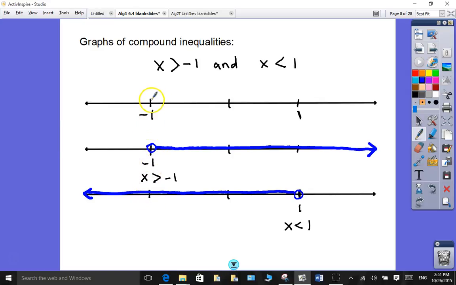So the top graph cannot have a closed circle on -1. And for the same reason, right, we have to say open circle on +1. But in between -1 and 1, both of these are shaded. So that means the compound and would include that part of the number line.